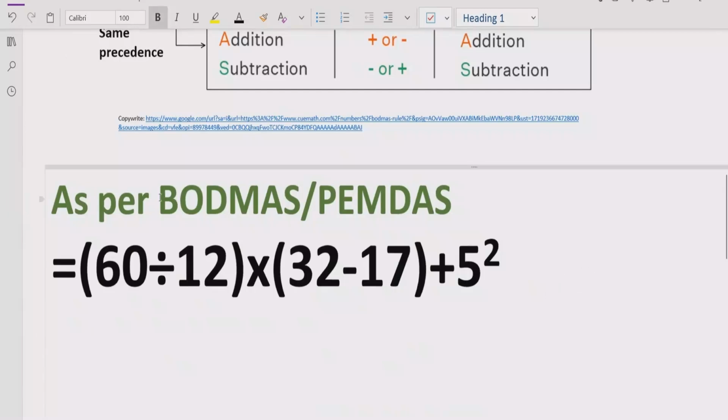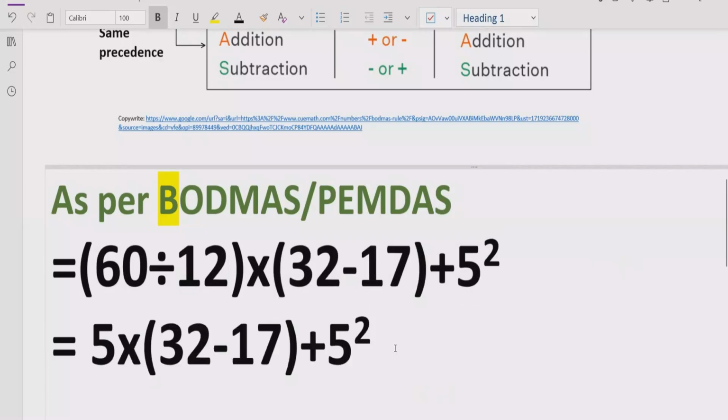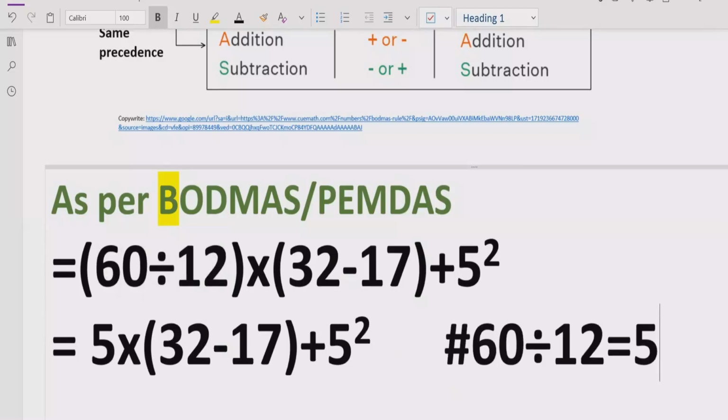According to the BODMAS and PEMDAS rule, first of all, we have to solve all brackets. So here we have two brackets, this one and this one. First of all, we have to solve the first bracket, which is 60 divided by 12. So 12 ones are 12 and 12 fives are 60. Now we have to write 5. And the other parts, first we will write as it is so that we can understand each step in each line. So 60 divided by 12 equals 5.